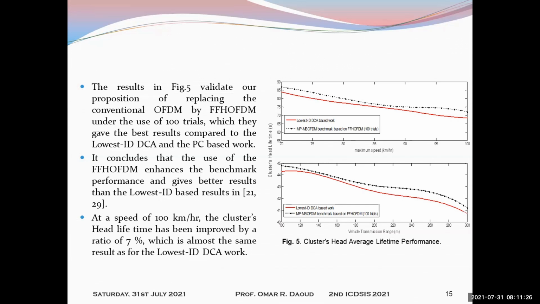It concludes that the use of this enhancement gives better results than our published work in references 21 and 29. At the speed of 100 kilometers per hour, the cluster head lifetime has been improved by a ratio of almost 7%, which is almost the same result as for the lowest ID DCA work.